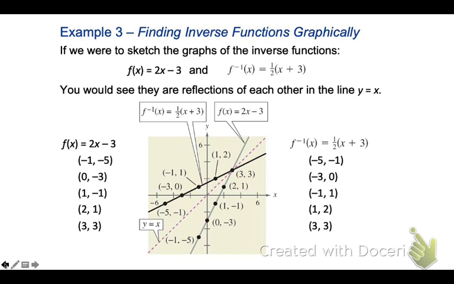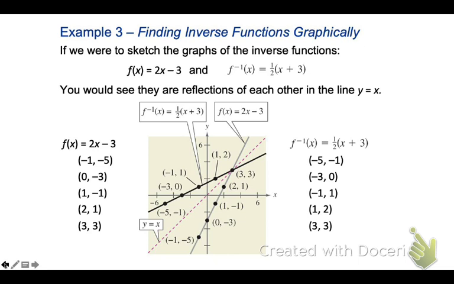So f inverse is the dark one. F is the lighter. And if you look at your points, on f it was 2, 1. So on f inverse it is what? 1, 2. 3, 3 is still 3, 3. -3, 0 is 0, -3. Can I go from f inverse to f? Yes. They're inverses of each other, so it doesn't matter which way you look at it.